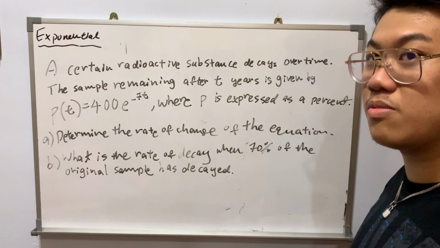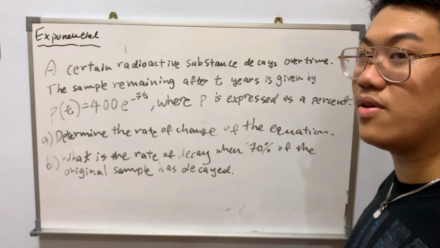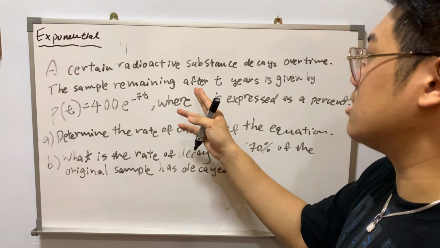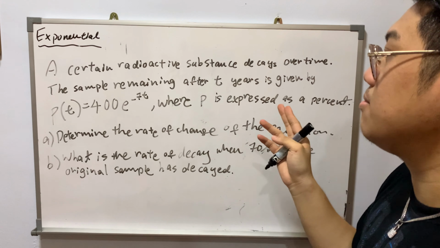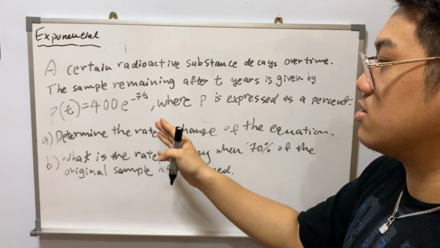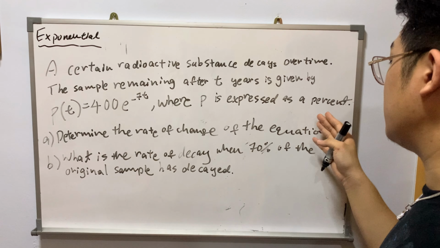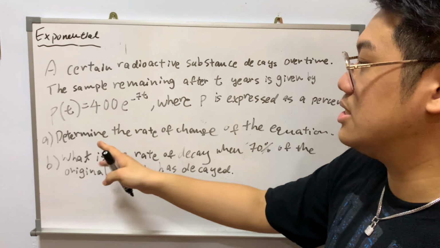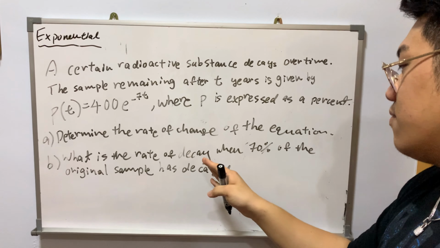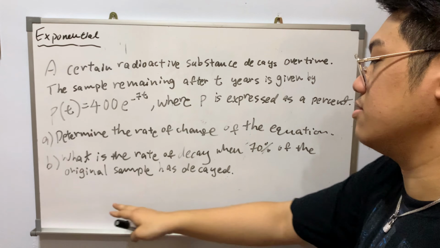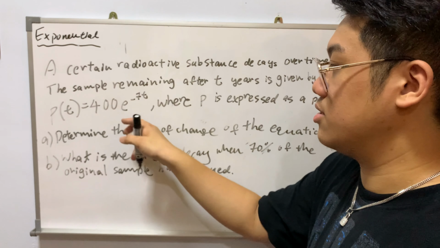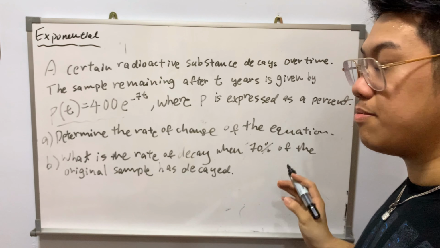Now let me introduce you to word problems that involve deriving exponentials. In this question, it says that a certain radioactive substance decays over time. The sample remaining after t years is given by this equation, where p is expressed as a percent. Question A: Determine the rate of change of the equation. B: What is the rate of decay when 70% of the original sample has decayed? Now jot this down and take note of this equation. You can pause the video and copy the question.